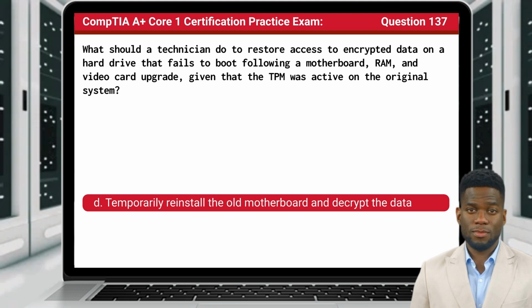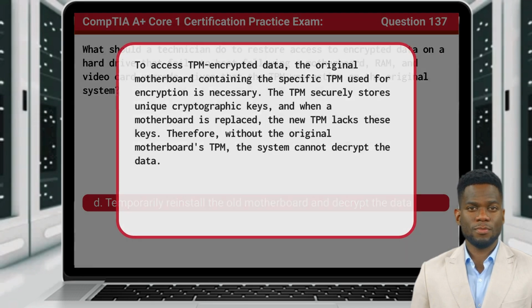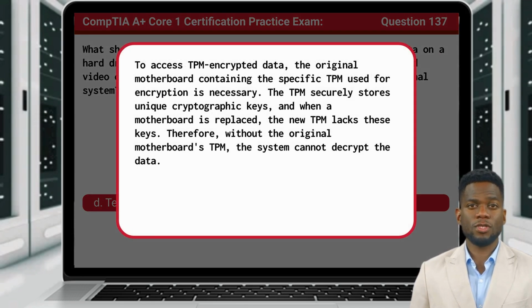The answer is D. Temporarily reinstall the old motherboard and decrypt the data. To access TPM encrypted data, the original motherboard containing the specific TPM used for encryption is necessary. The TPM securely stores unique cryptographic keys, and when a motherboard is replaced, the new TPM lacks these keys. Therefore, without the original motherboard's TPM, the system cannot decrypt the data.